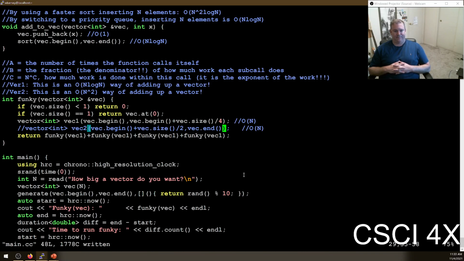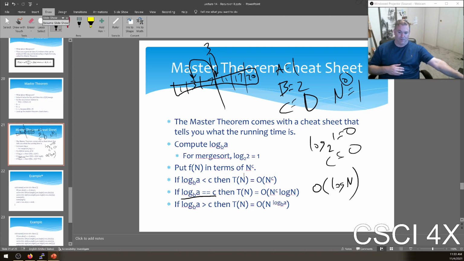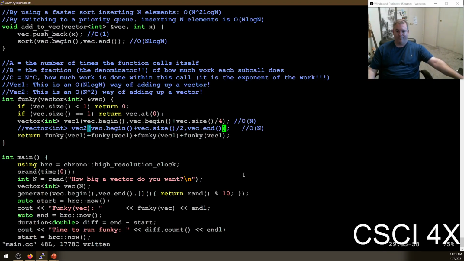A is indeed 4. What is B? B is 4. Okay. So the log base 4 of 4 is 1. 4 to the first power is 4. So log base 4 of 4 is 1. C is 1 also. So this is, in fact, an order n log n algorithm, because the log base 4 of 4 is 1, C is 1, the two of them match. So it is an order n log n algorithm.